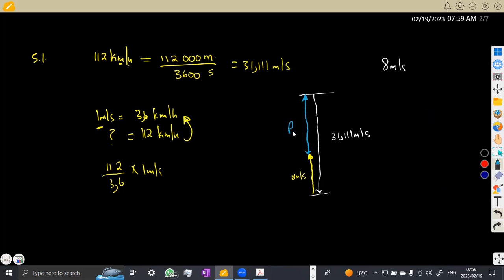Okay, so if this is our resultant, how are we going to calculate this? That's the difference between these two, and it is going down. All right, so it is going to be 31.11 minus 8.